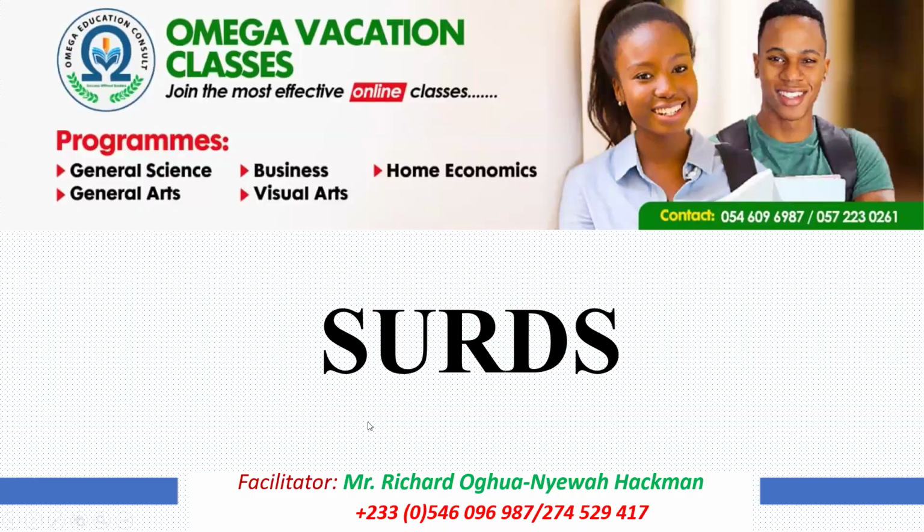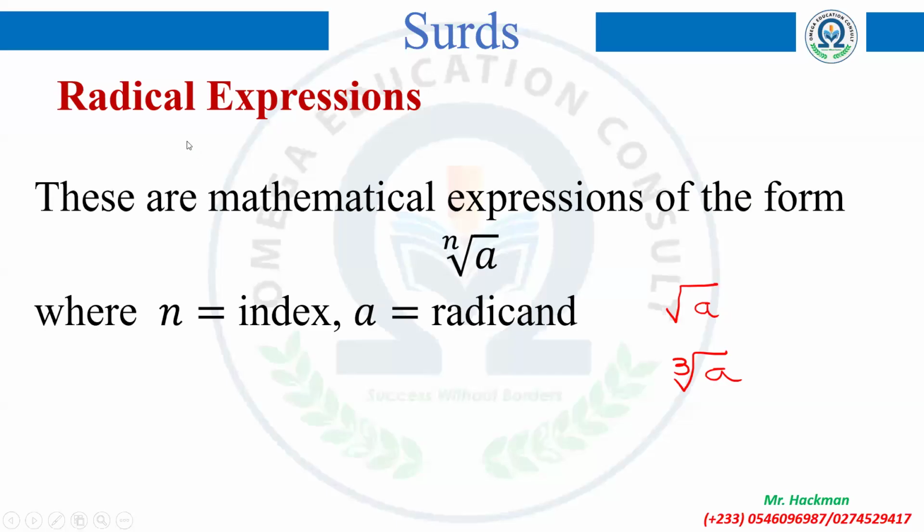So quickly, let's look at what radical expressions are. These are mathematical expressions of the form nth root of a. The n that we have here is what we call the index, and the a that you have there is what we call the radicand. The symbol that you see here is what we call the radical sign, the radical.